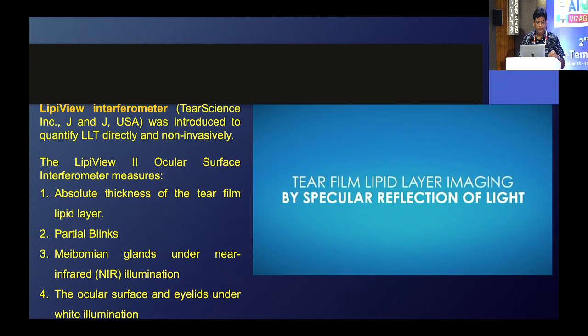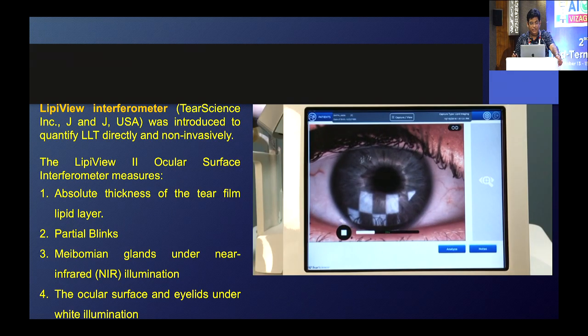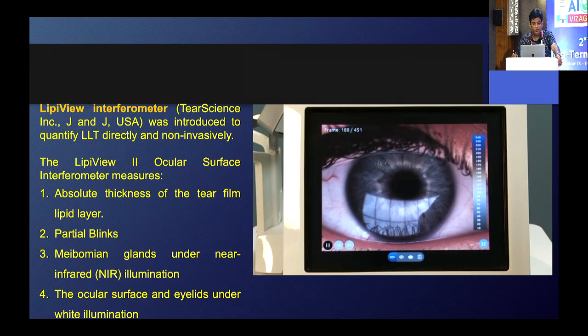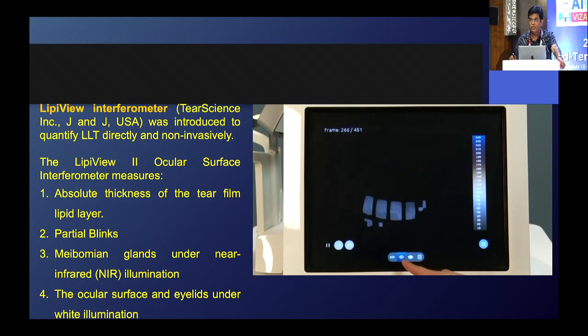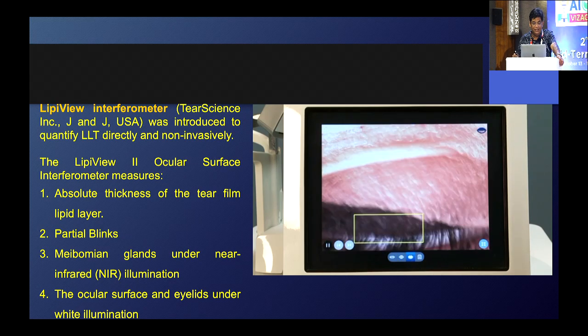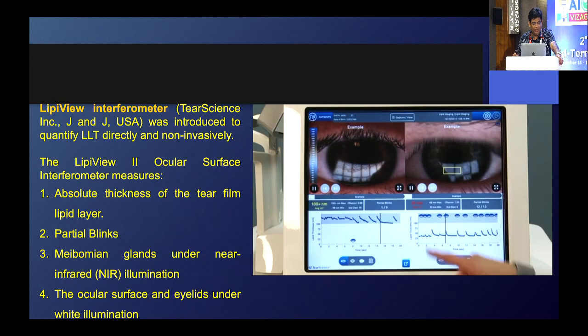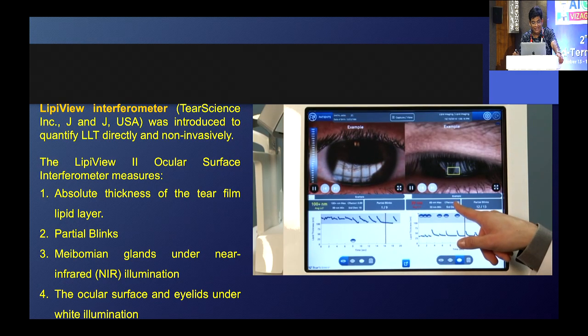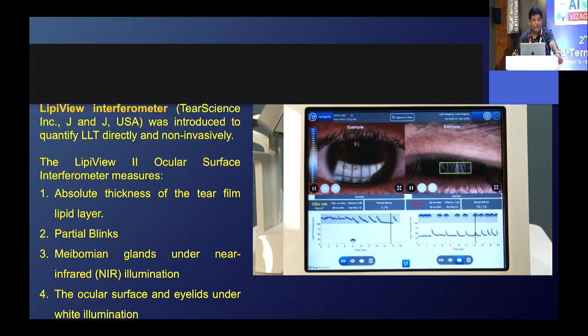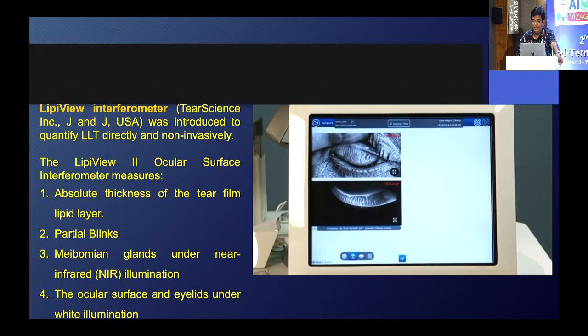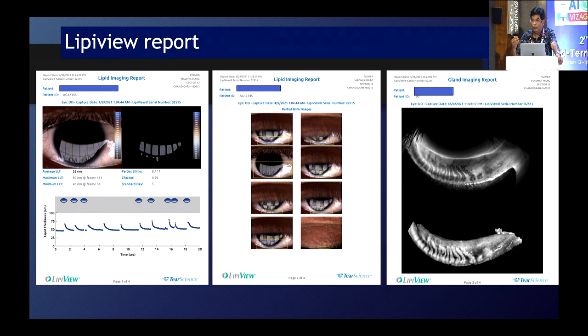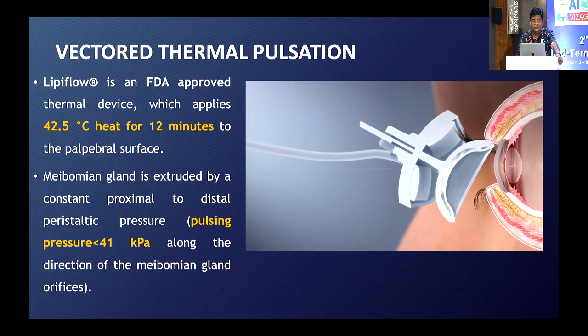This LipiView interferometer, now a J&J product by TearScience, was introduced to quantify the lipid layer thickness directly and non-invasively. It is basically an ocular surface interferometer, and it provides the absolute thickness of the tear film lipid layer. Interestingly, it provides partial blinks, and also gives us the meibomian glands using near infrared light, and the ocular surface and eyelids using white illumination. This is a typical report, and it gives us a lot of information at a glance.